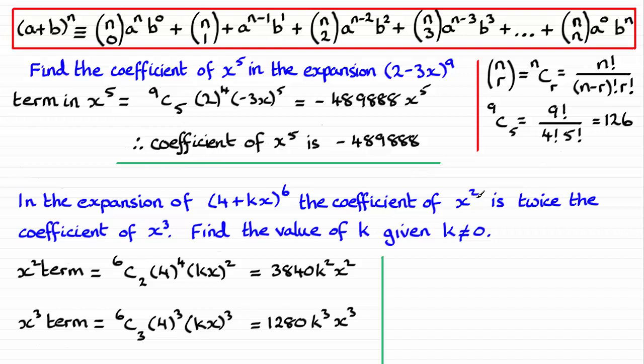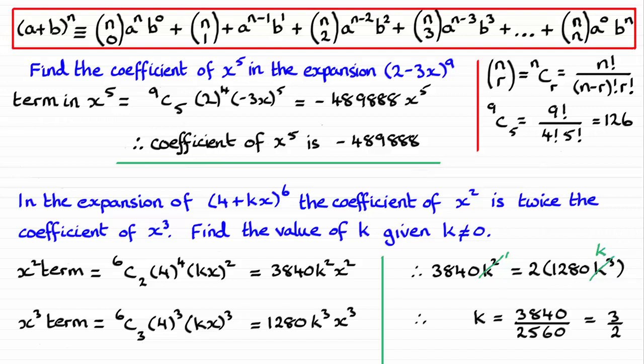So we just need to link these coefficients together via this statement here. We know that the coefficient of x squared is twice the coefficient of x cubed, so that means that 3,840 k squared must equal twice 1,280 k cubed. And if you write that equation down, we get this result. We can divide both sides by k squared. That goes out there, just leaving us with k. And so dividing both sides now by 2 times 1,280 gives us a value of k being 1.5 or 3/2.